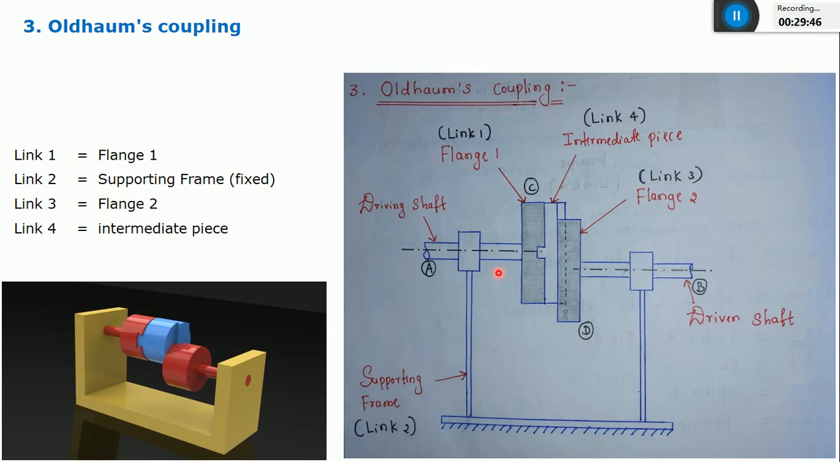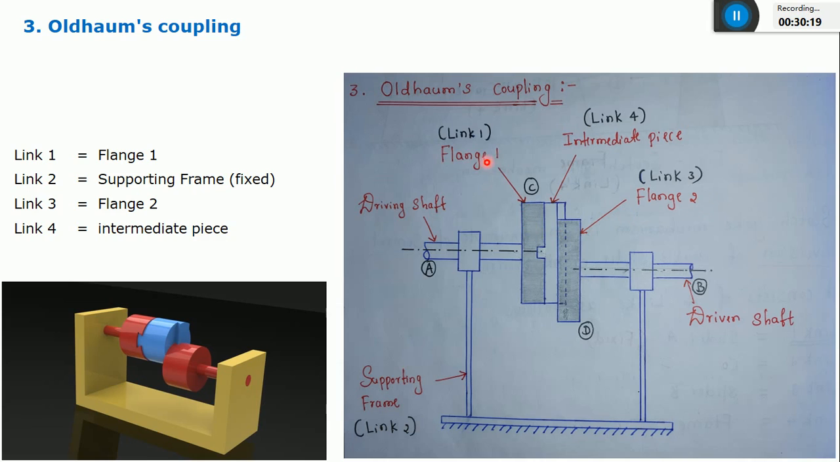At the end of this driving shaft, I'll connect a circular disc, which is known as a flange. Okay, this driving shaft along with this flange will form one link, and at the end of this driven shaft, I'll fix one more disc. I'll show in the next slide. For the driving shaft, I have attached one flange. For the driven shaft, I have attached one more flange, that is flange 2.